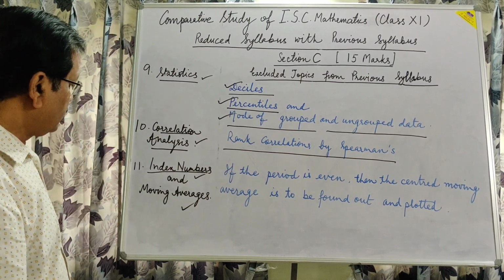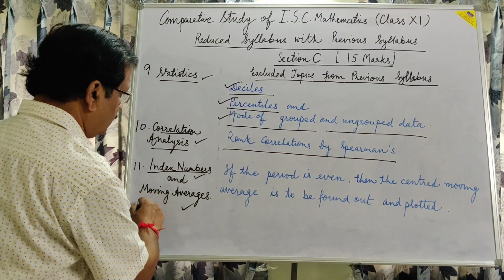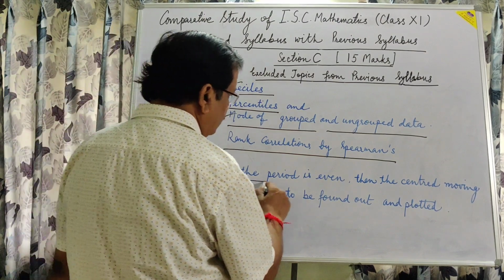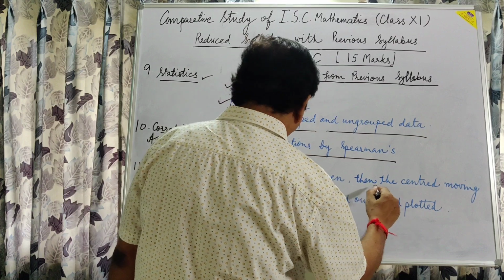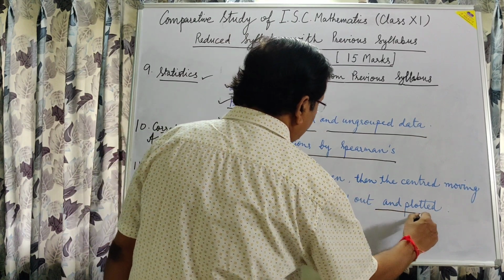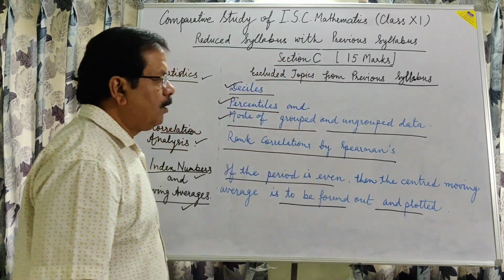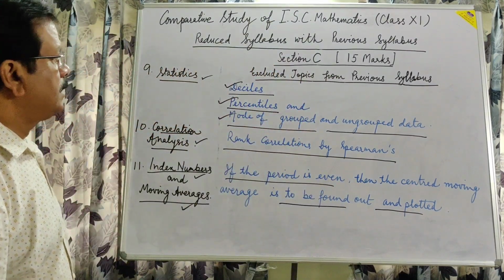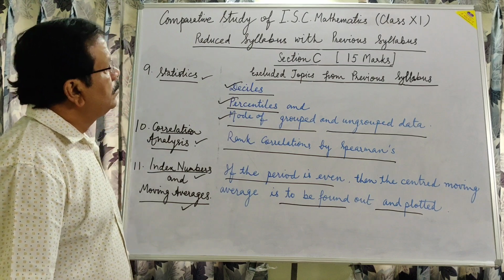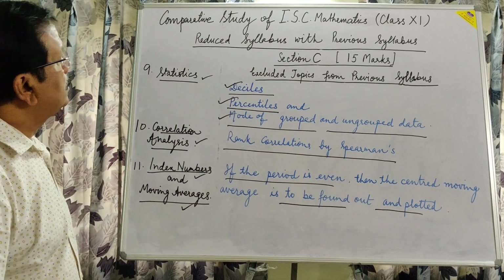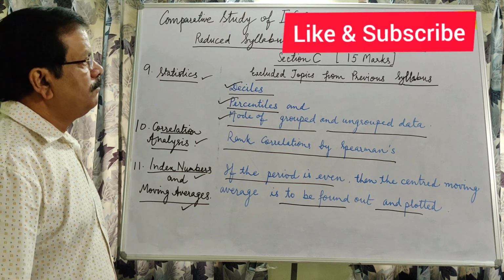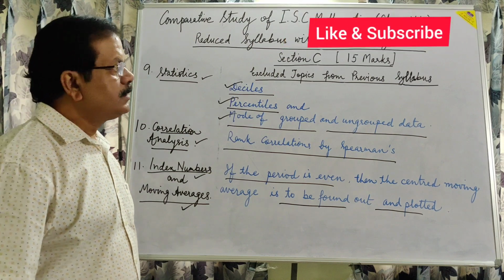And in the last chapter, moving averages, only one thing, that is if the period is even, then the centered moving average is to be found out and plotted, excluded from the previous syllabus. This is all about the description or study of the class 11 reduced syllabus with respect to the previous syllabus.